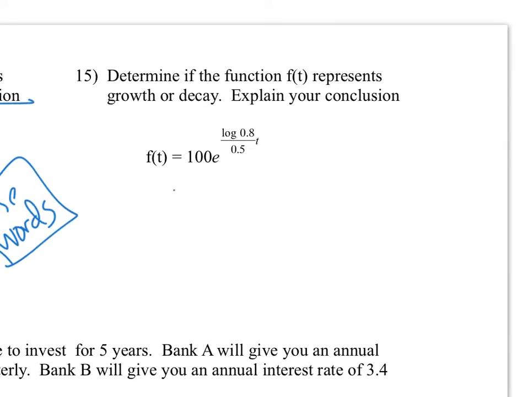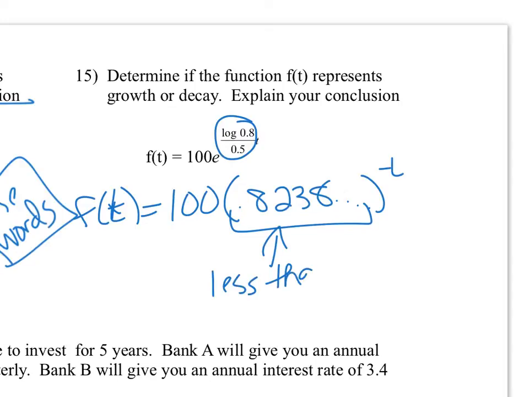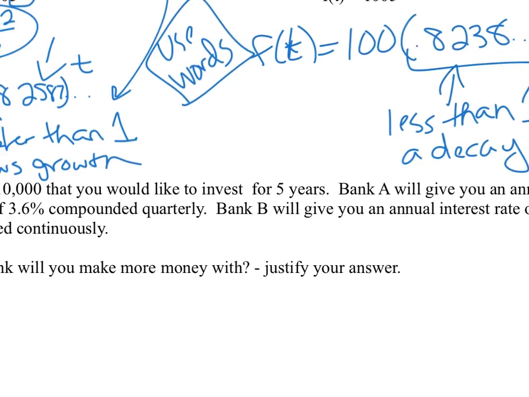So same deal for this one. When I put this part to the e power, I get 0.8238 to the t power. So this number is less than 1. So it's a decay equation. Wow, that is really messy.